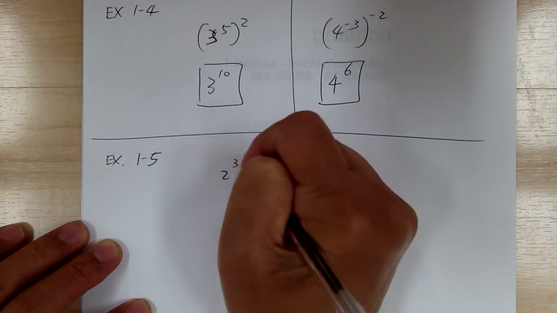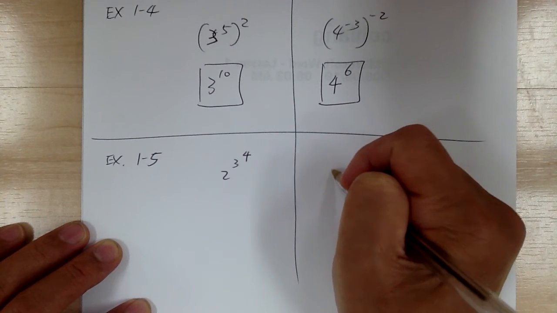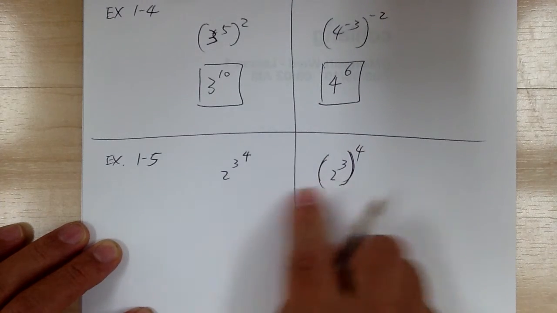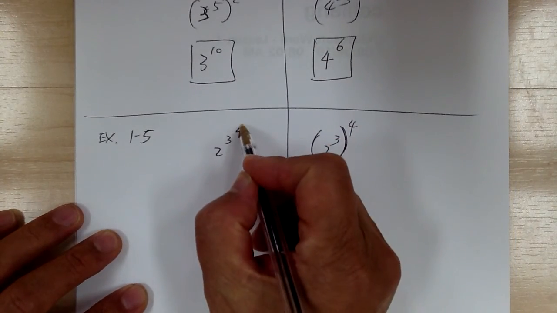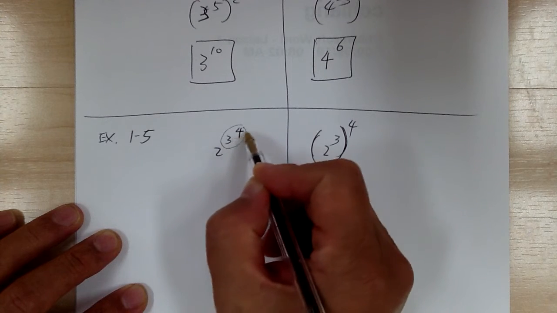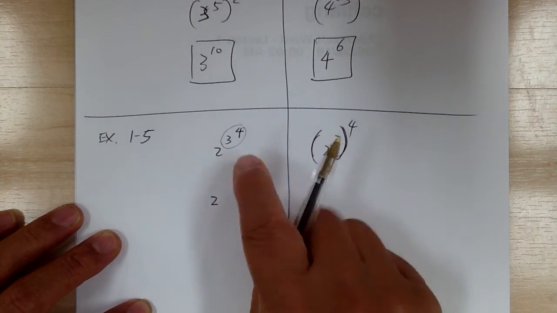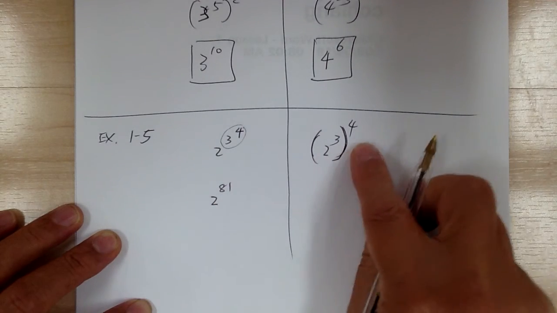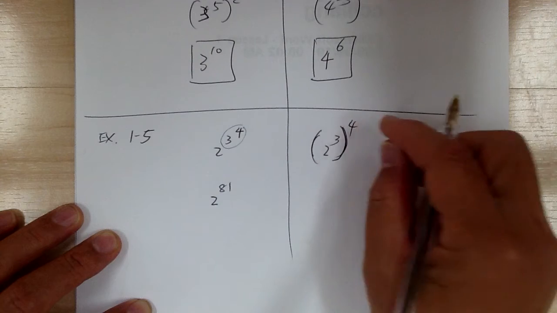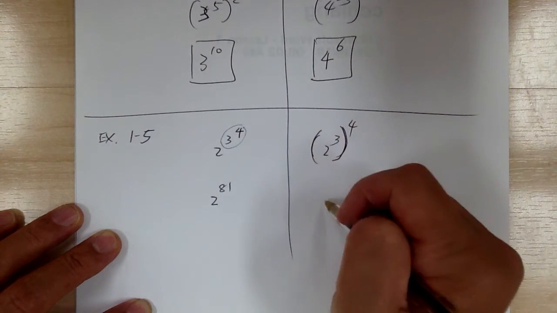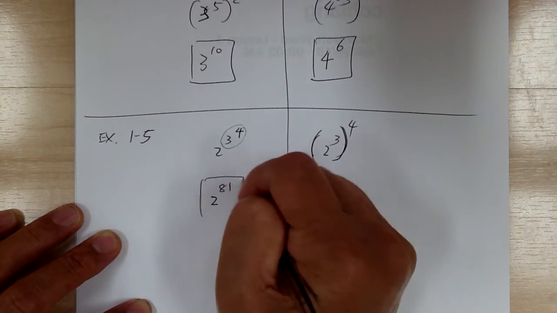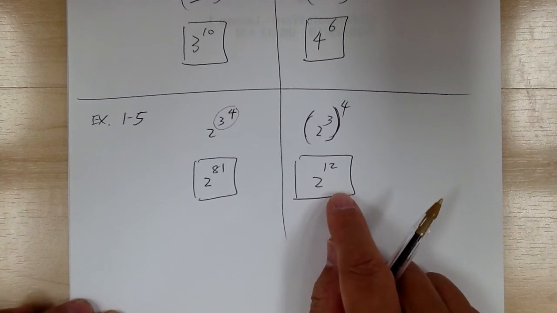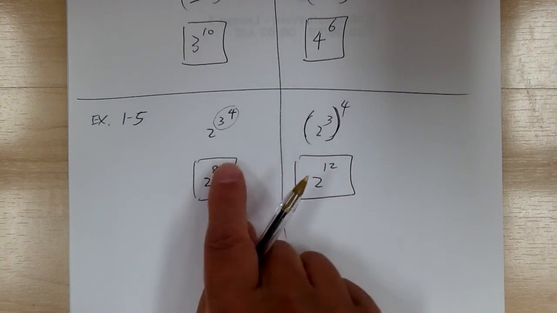You got 2 to the 3 to the 4, and you have 2 to the 3 to the 4. What's the difference between these two? Well, this one is already in exponent form, so this will equal 2 to the 3 to the 4, which gives you 81. Whereas this is this to the 4th power, so you have to use the power rule, and it will be 2 to the 12th power. So again, this is kind of sneaky, so you have to watch out for these things.